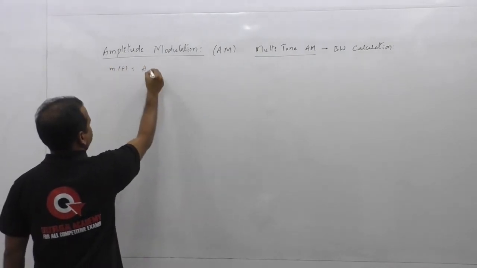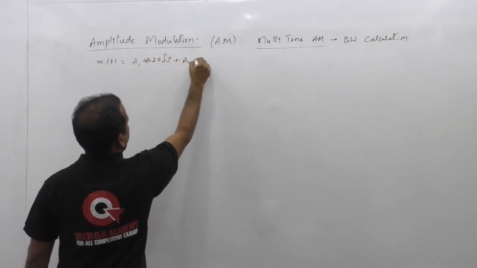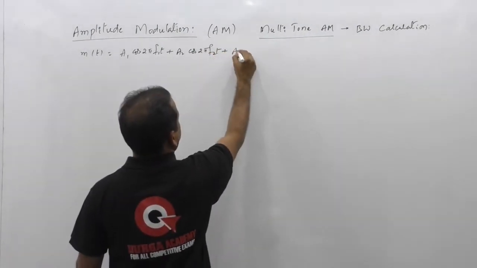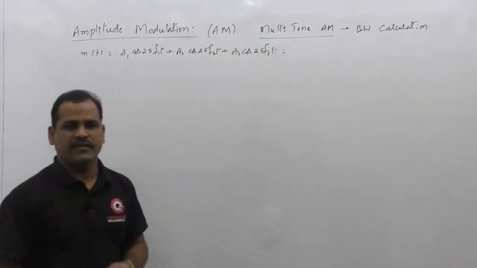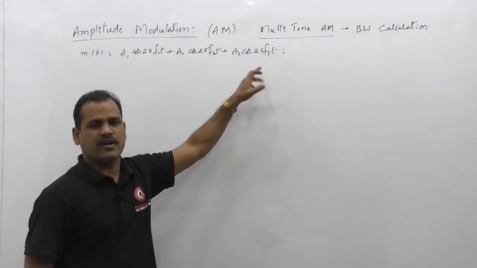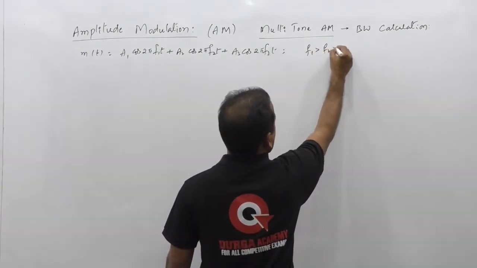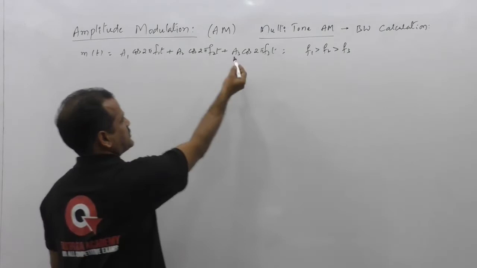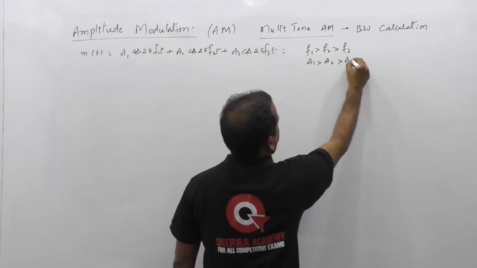So I am considering that A1 cos 2 pi f1t plus A2 cos 2 pi f2t plus A3 cos 2 pi f3t. Observe that I have taken 3 frequency components within this message signal M of t, where f1, f2, f3 are the frequency components in this message signal. I am taking the order that f1 is greater than f2 greater than f3, and then I am considering that the amplitudes of these 3 message signals A1 greater than A2 greater than A3.